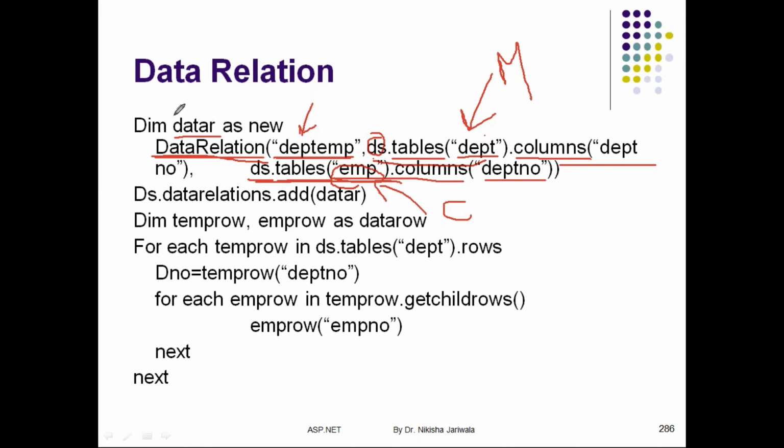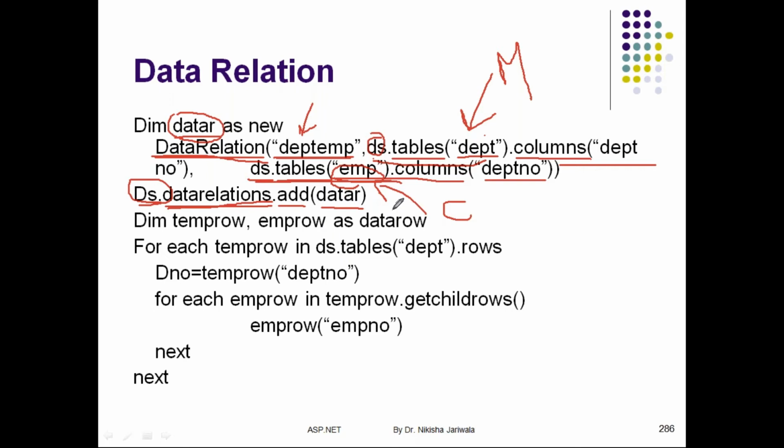Now, we have created the object of the DataRelation class, that is dataR. Now we need to add this object in the DataRelations collection of the DataSet. So what I need to specify over here: DS, that is the DataSet object, dot DataRelations, that is the collection. As we want to add something within the collection, we will use the Add method, and with the help of the Add method I have added the object, that is dataR, within this collection.